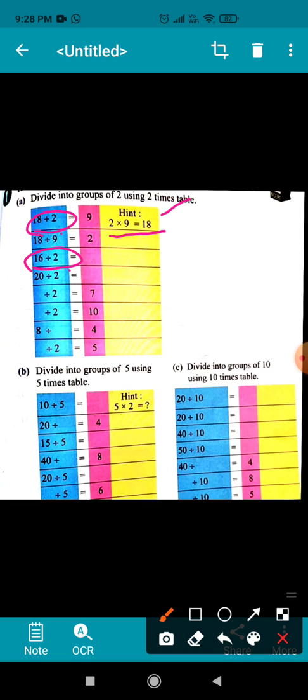Here you have to read the table of 2 how many times to get 16? Obviously, you will read the table of 2, 8 times to get 16. Okay. Here, how many times do you read the table of 2 to get 20? 10 times. 2 tens are 20. Now children, what you have observed is that when you multiply these two numbers, you will get the number that is given to the left side.